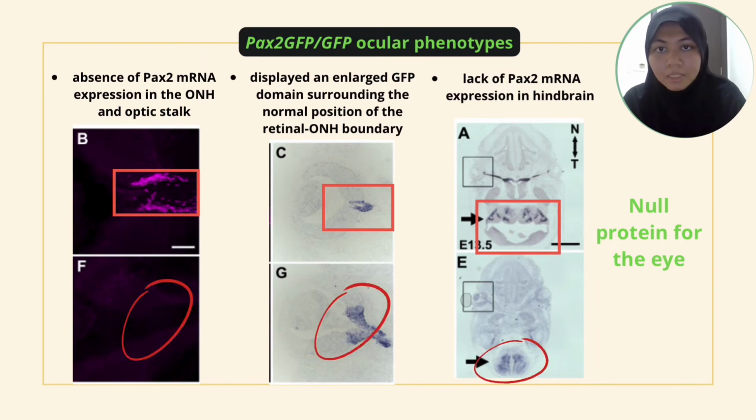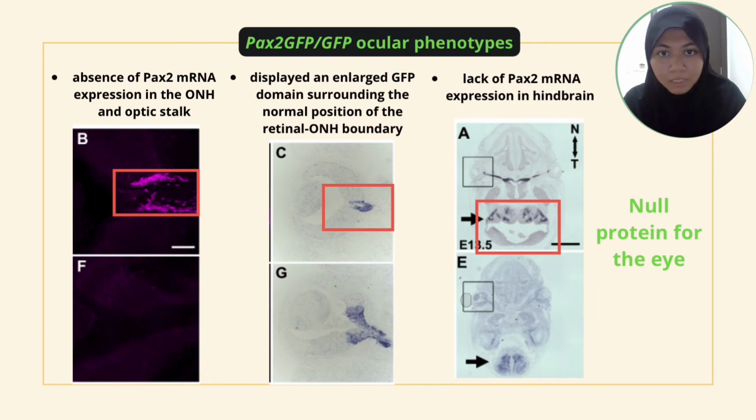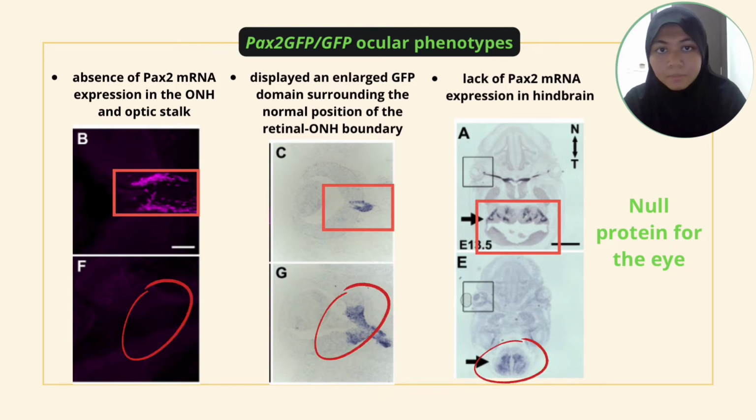Next is displayed an enlarged GFP domain surrounding the normal position of the retinal ONH boundary. In the PAX2 GFP plus, where PAX2 is normally expressed, you can see that there's a boundary over here and the GFP is only a little bit over here. However, in G, where PAX2 is not expressed, there is enlarged GFP spilling into the retinal space over here, where the retinal ONH boundary is normal.